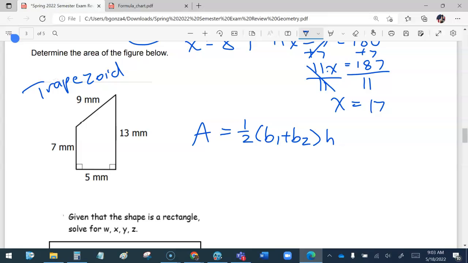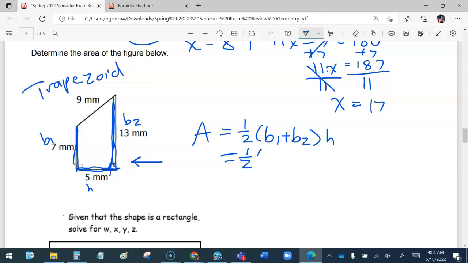So this is sideways, so my first base and my second base are parallel. We can call this B1 and B2. And since there's a right angle, the height is actually right here. So it's sideways. You have to look at it this way. So here's your bottom, here's your top, and then straight there as a right angle is your height. So let's plug in what we know.